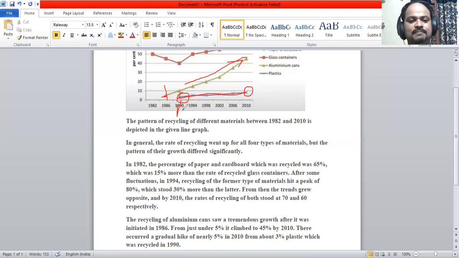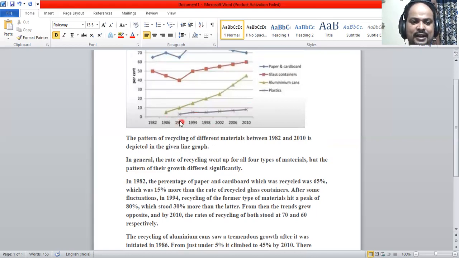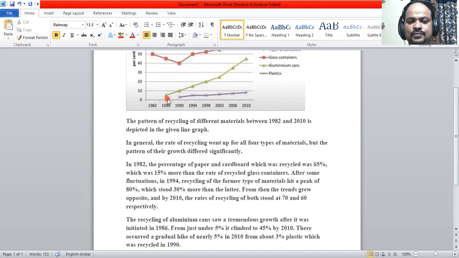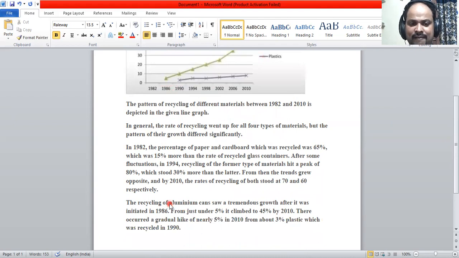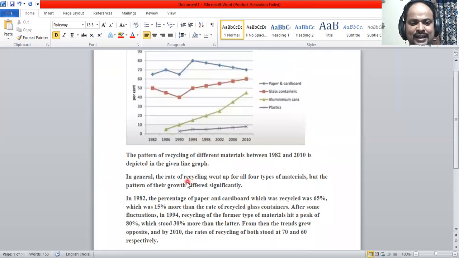So I have covered the comparison. In the first paragraph, we compared paper and cardboard. We have a similarity there: both started at 1982 and ended at 2010. Then we have the later part, with aluminum cans and plastic separated in another paragraph. A clear-cut overview gives you a clear idea about what is happening. That is, it is increasing, but we have a different pattern.